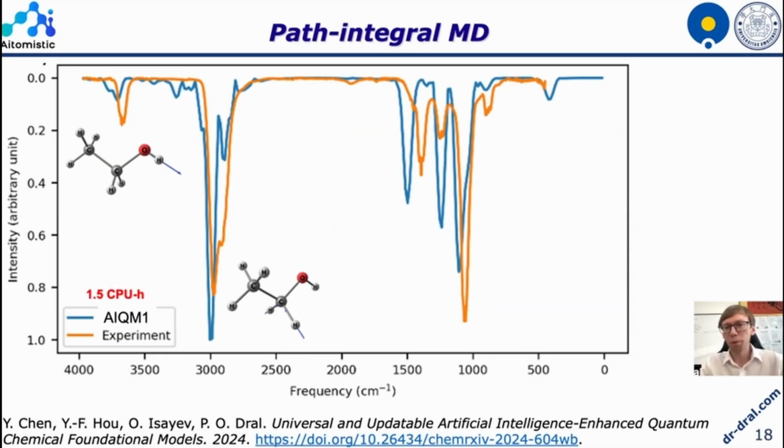Another way to use it is to calculate some observables like infrared spectra. And one way to calculate infrared spectra is to propagate quite expensive path integral MD. For small molecules, it's doable within a reasonable amount of time, like here 1.5 CPU hours, and then you get pretty good agreement with experiment in terms of positions and intensities to some extent. So this is because of the underlying high quality potential.